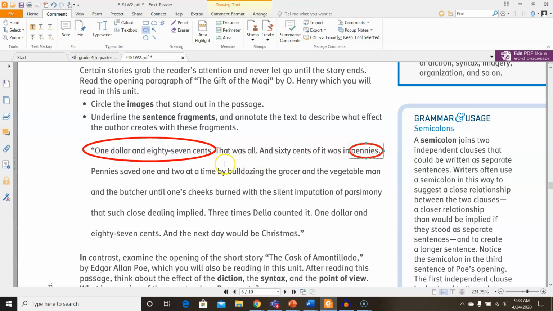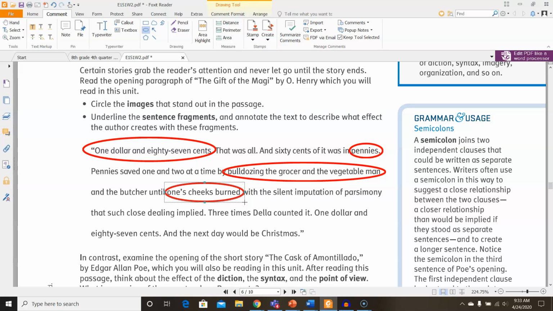And then she also, by using the word bulldozing the grocer and the vegetable man and the butcher, I could kind of see her like being really pushy with them, like a bulldozer. And then I'm also seeing her cheeks burning, meaning she's blushing furiously. And so those are the images that I think particularly stand out.